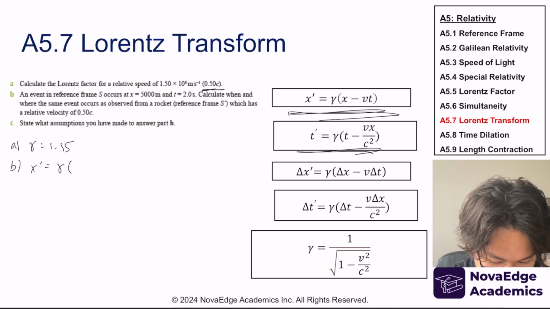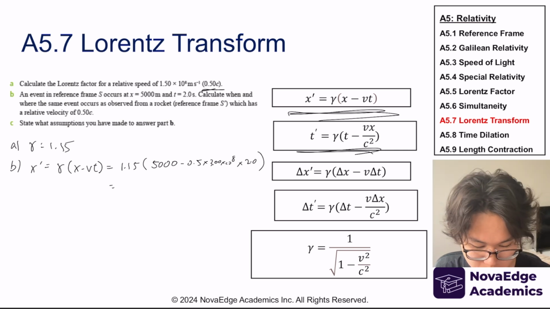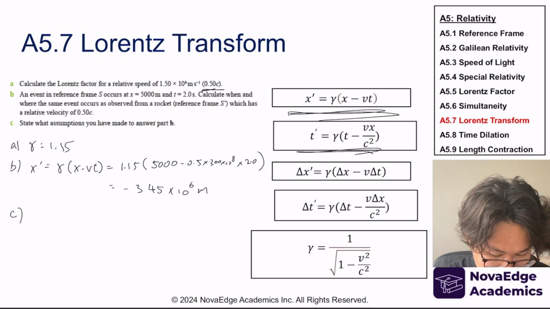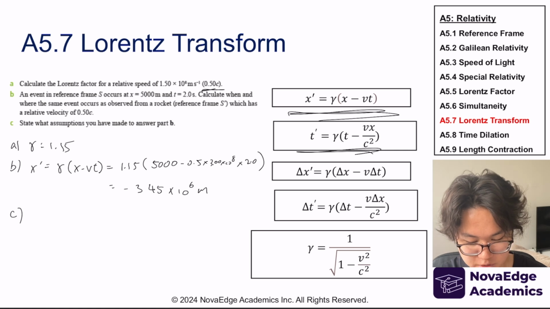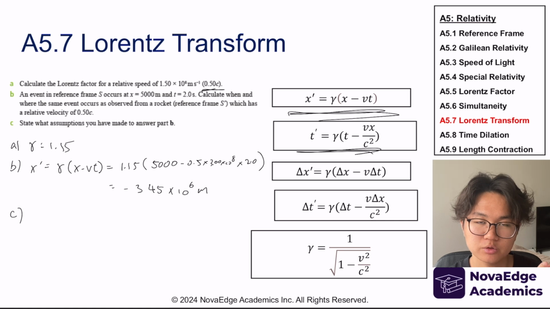X prime is equal to this. X is 5,000. V is 0.5 times c, which is 3.0 times 10 to the power of 8, and t is 2.0 seconds. Putting this in the calculator, you get negative 345 times 10 to the power of 6 meters. Okay? And C, state what assumptions you have made to answer part B. Again, when they ask about assumptions, you always say, well, we assume that the reference frames S and S prime can agree on the time when the rocket starts moving. So they can agree at the beginning that t is the same. Okay?